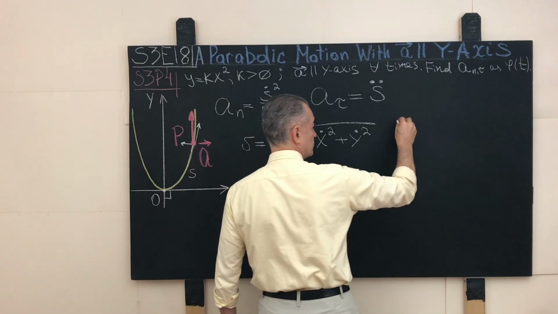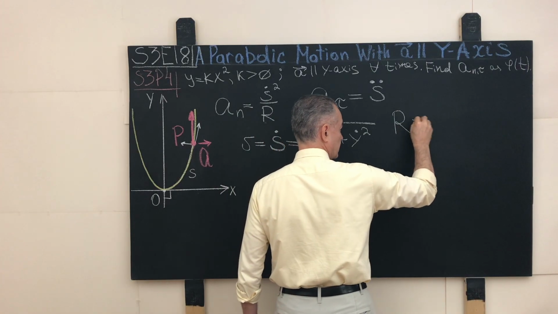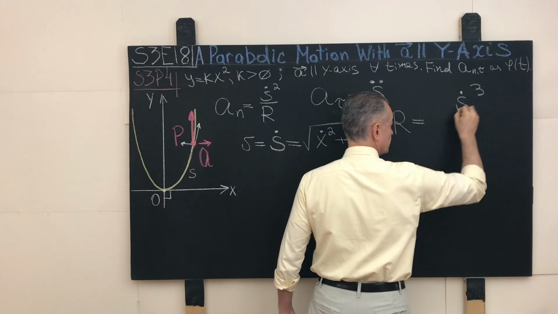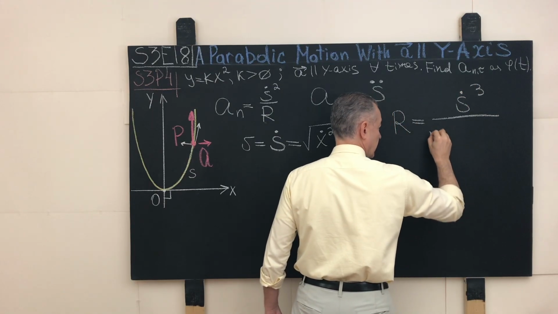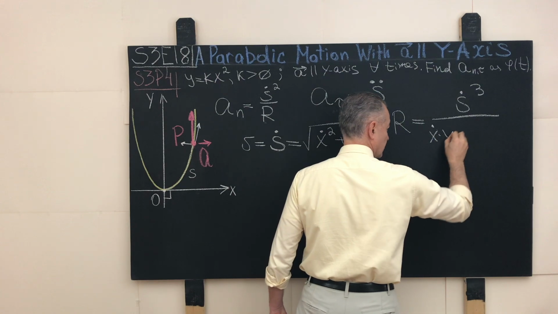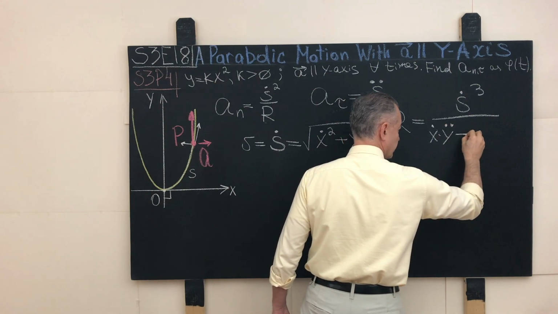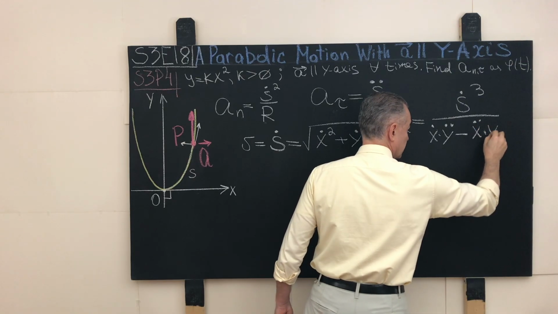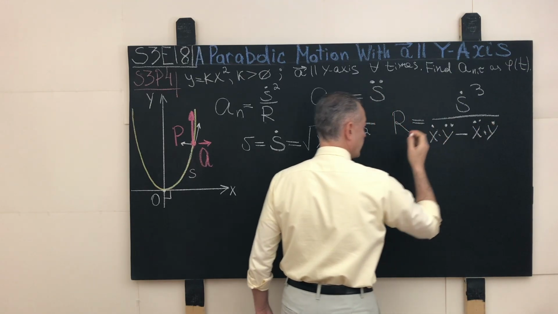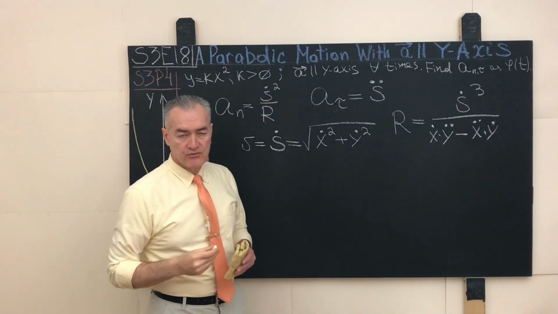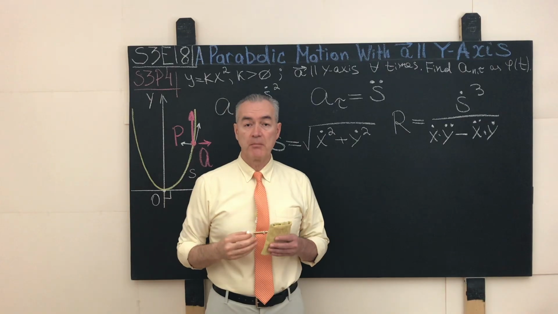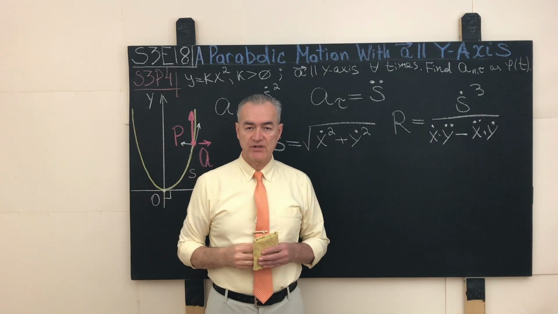You are expected to know that this radius of curvature has the following shape: s dot cubed divided by x dot times y double dot minus x double dot times y dot. Again, like I said before, all of this material is nothing else but a rudimentary differential geometry in disguise.